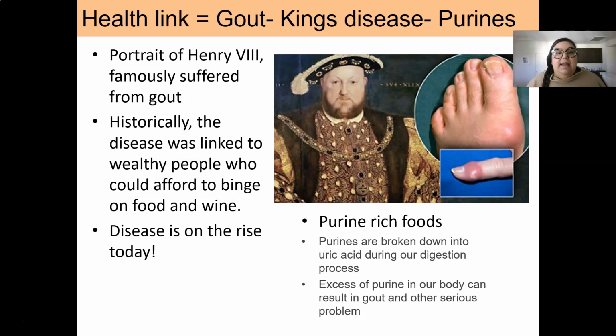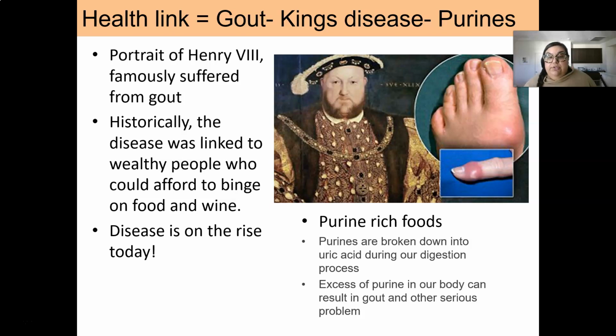And this is Henry VIII. He famously suffered from gout. Gout was known as a king's disease. Wealthy people back in the olden days would suffer from gout because they could afford to binge on very rich food and wine. And today, actually, this disease is on the rise because we have access to these types of foods, very rich foods, red meats, lots of heavy red meats and oils and fats and wine.